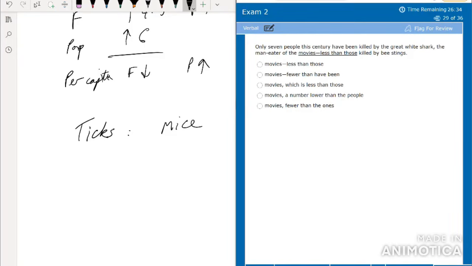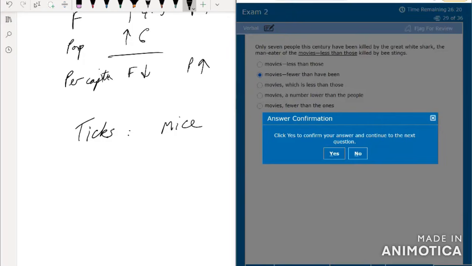So we're either on B or E. Fewer than the ones killed by bee stings versus fewer than have been killed by bee stings. Well, the people aren't fewer than the other people. It's just a fewer number. It's not fewer than the ones. So we just immediately go for B.